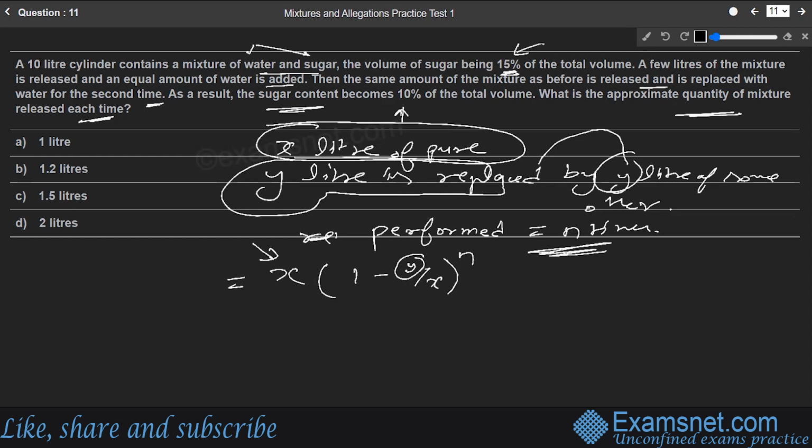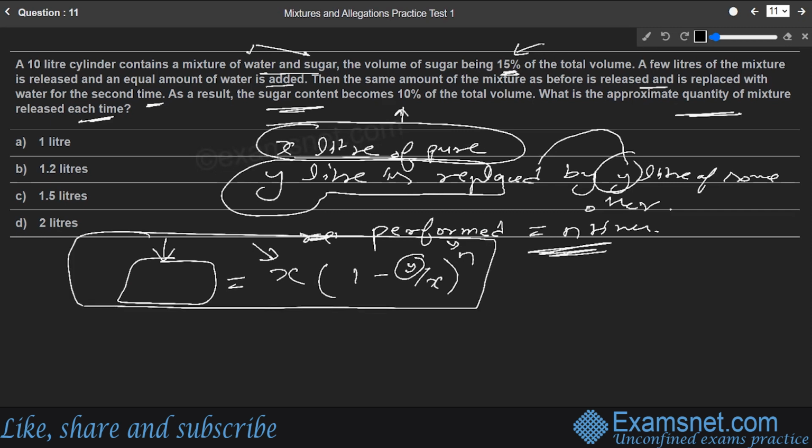that has been taken out and replaced by some other solution in multiple steps. How many steps taken? N such steps. So after n such steps, how much would have been the pure x content left out in the solution? That is the formula that relates to that situation.